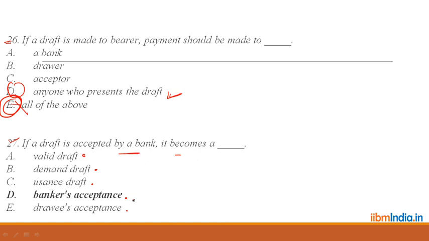If a draft is accepted by a bank, it becomes a banker acceptance. What is the correct answer? Banker acceptance is the correct answer. Not a valid, not a demand, not a dry acceptance. Banker acceptance is the correct answer. Moving towards question number 28.